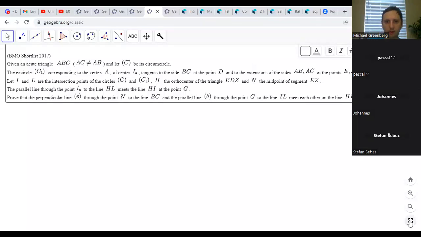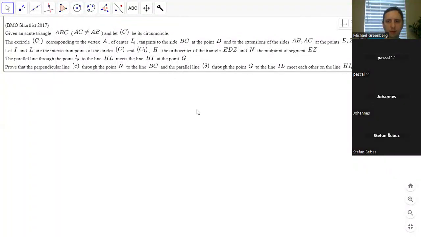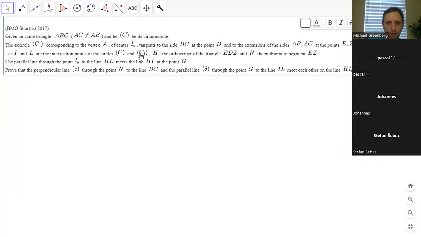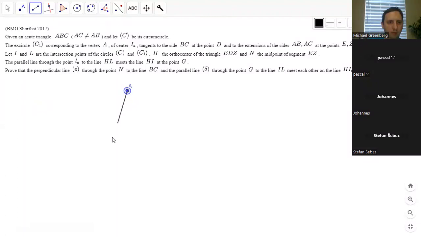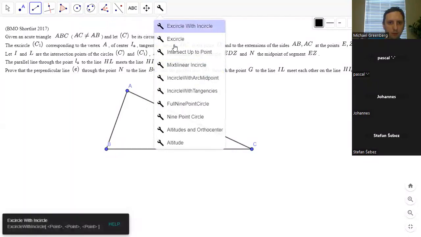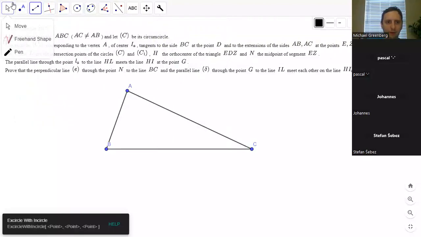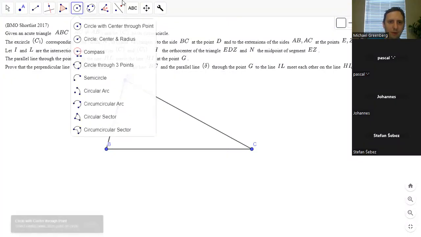This one, perpendicular line. Okay, this one involves an excircle. Let's see. Do I have an excircle tool? Should I draw the excircle and the incircle, or just the excircle? For now, I'll just draw the excircle.